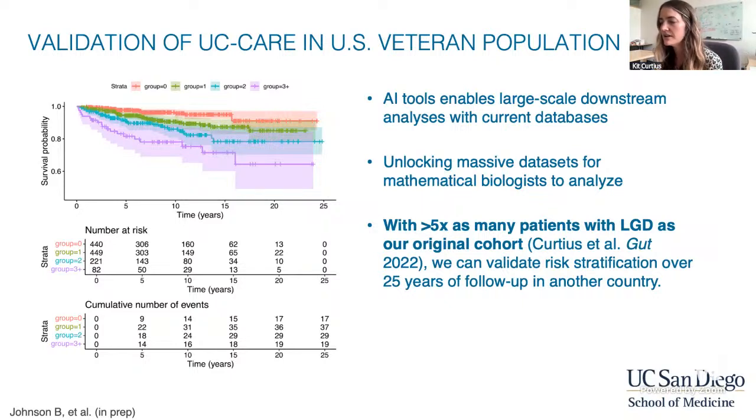And so, for example, this is just some preliminary results trying to validate that UC care tool in the data. And now we have something like 5 to 10 times as many patients with low-grade dysplasia than we had in the UK. And we can actually validate that these risk stratifications still work in the veteran population up to 25 years of follow-up. So really exciting clinical work, but also data for mathematical biologists opening up.